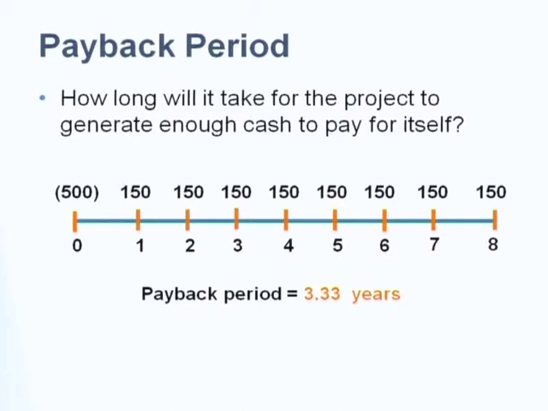What you need to do is to interpolate. You know the answer should be somewhere between 3 and 4. Look at the end of year 3. At the end of year 3, you need another what? Another 50, right? Because you have 450 already. You need another 50 out of 150 that you will have from year 4. So you take 50 divided by 150, you get 0.33, and add with 3, right? So the answer should be 3.33 years payback period.